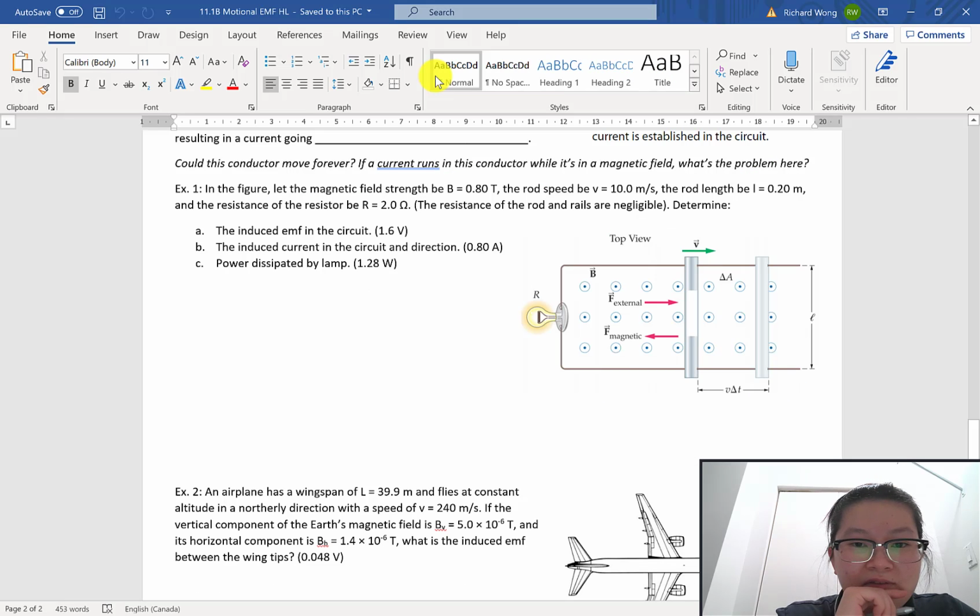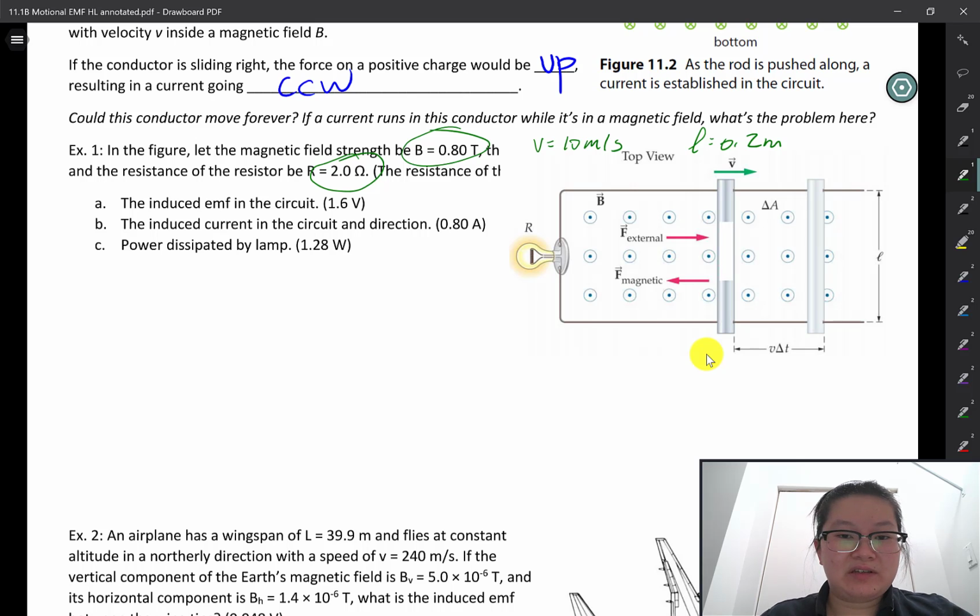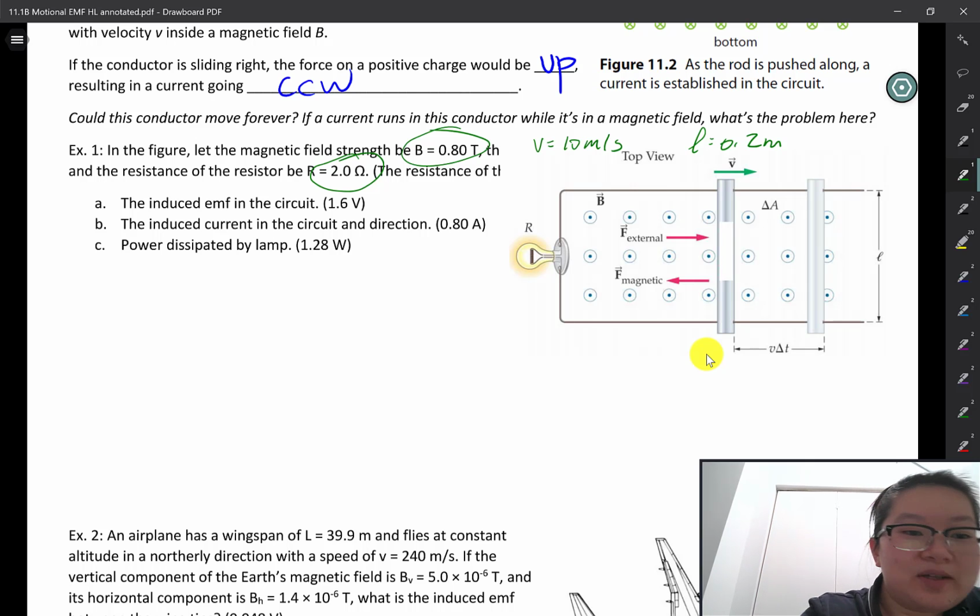And what else got cut off? The resistance of the rod and the rails are negligible. That's the wire here, so that includes this wire, not the light bulb of course, but this rod here. We're going to assume that the resistance is very small in comparison. So the first question is: find the induced EMF in the circuit, the induced current in the circuit with direction, and the power dissipated by the lamp. Not too bad.